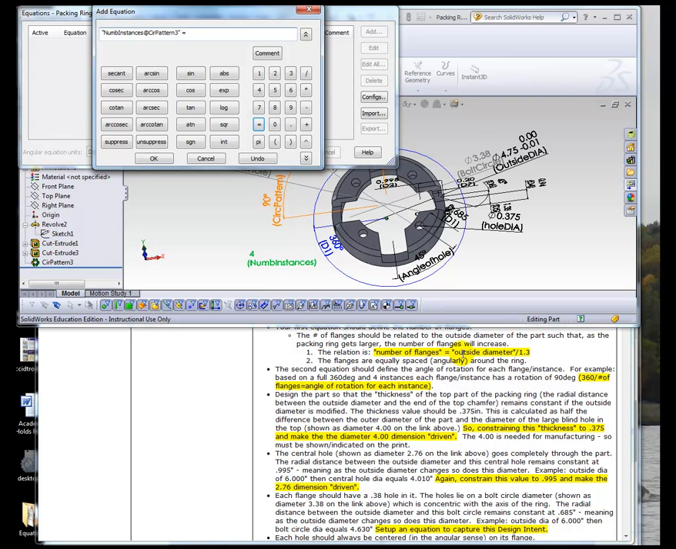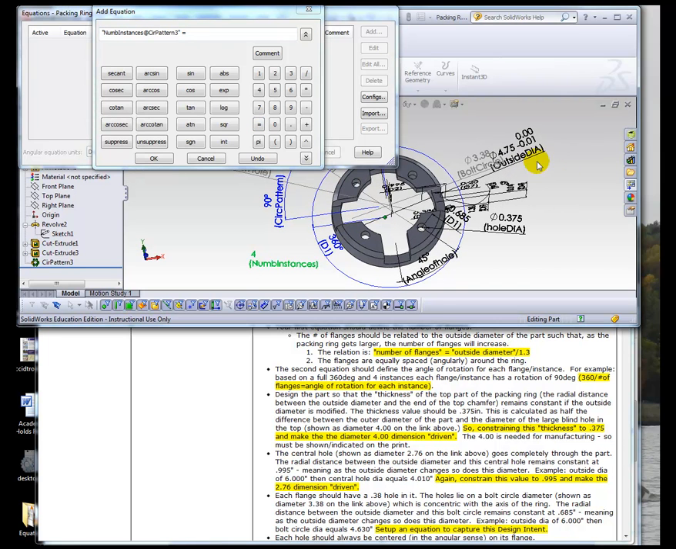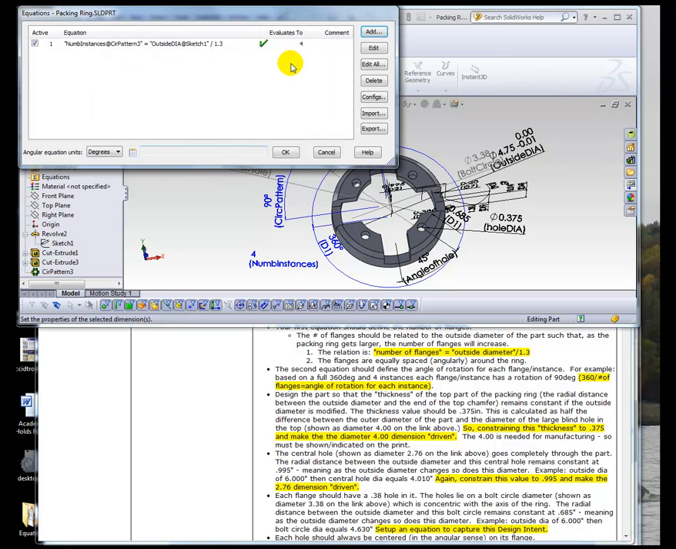Well, it tells you the outside diameter divided by 1.3. So we've got to find outside diameter, which I see is right here. And I click it, and it puts outside diameter, and I simply continue with divided by 1.3 and OK that equation. And of course it equated to 4, and I have 4 flanges. All right, so no shock there, but it's repeating what I'm expecting.